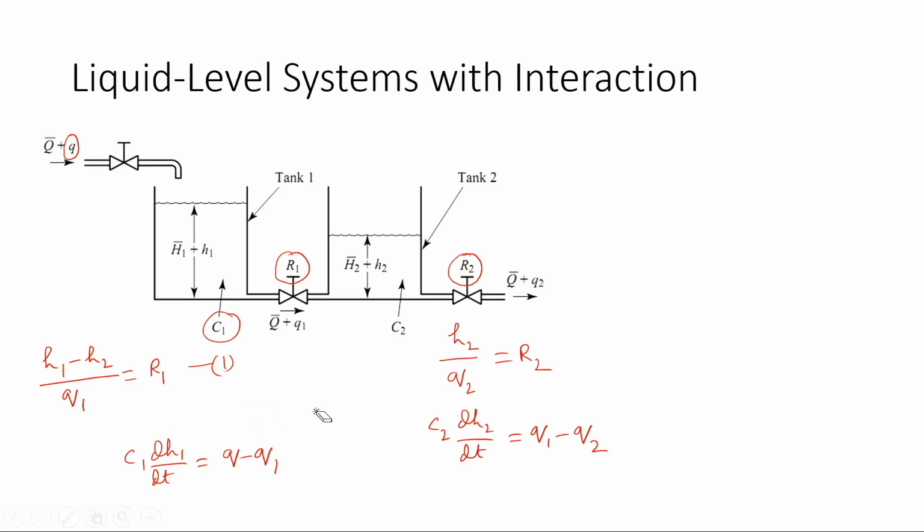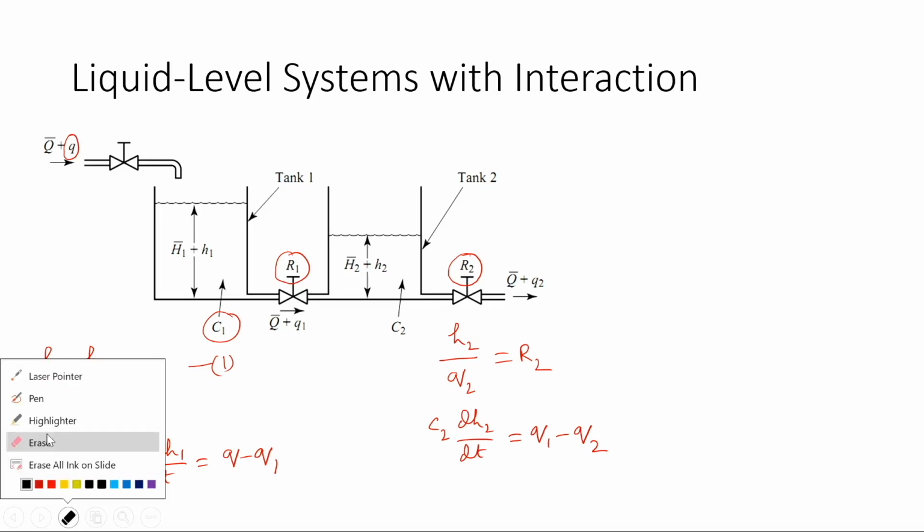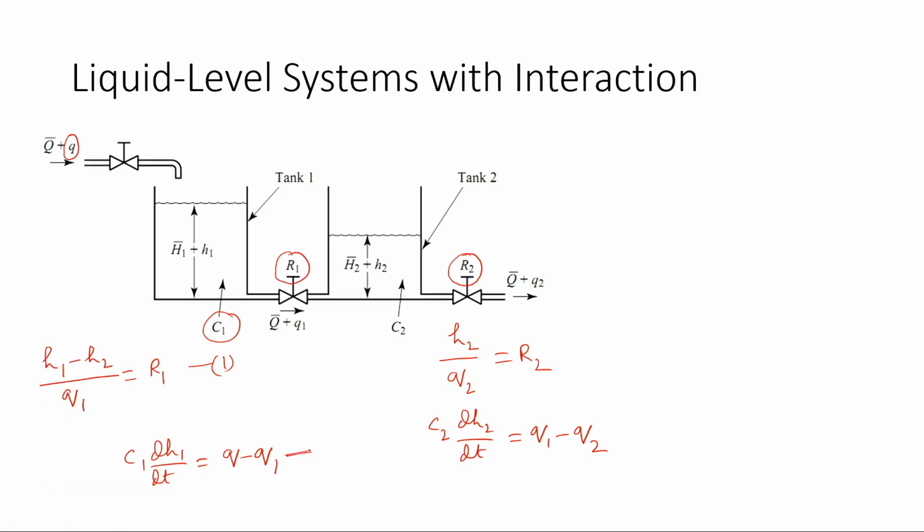These 4 equations you can see: equation 1, equation 2, equation 3 and equation 4. Now, you take the Laplace transform of equation 1, that means (H1(s) minus H2(s)) by R1 equal to Q1(s). So, what is the corresponding block diagram?